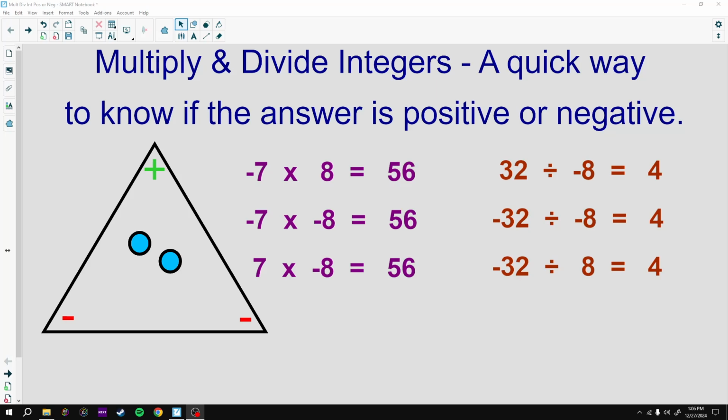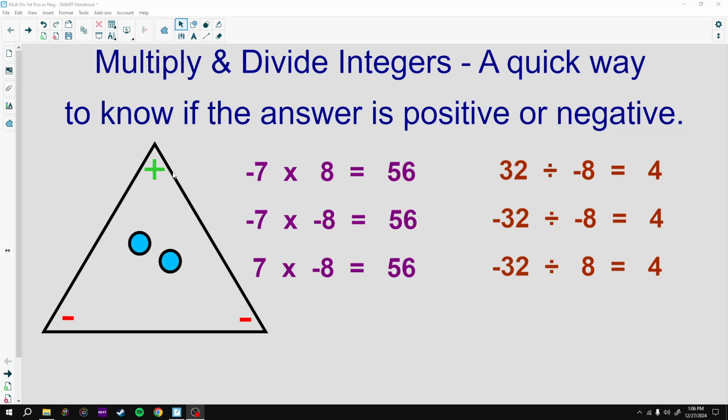Going to take a look at multiplying and dividing with integers. Those are your positive and negative numbers. And one thing I've noticed over the years with my students is we tend to forget how to figure out if the answer is positive or negative. So this is a quick little trick that I've used to help my students remember quickly if the answer is positive or negative. So here we go.